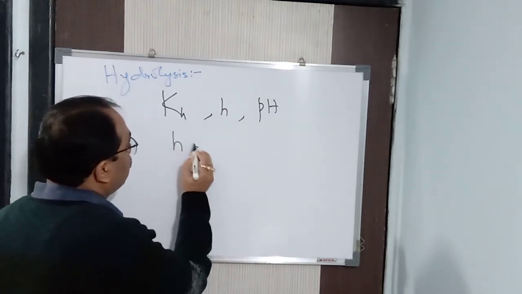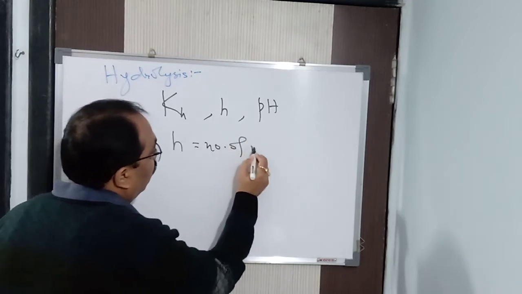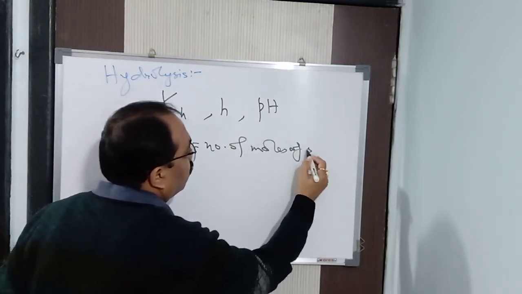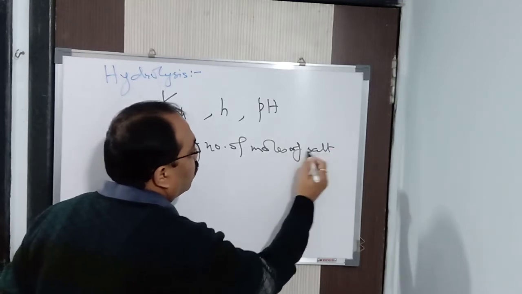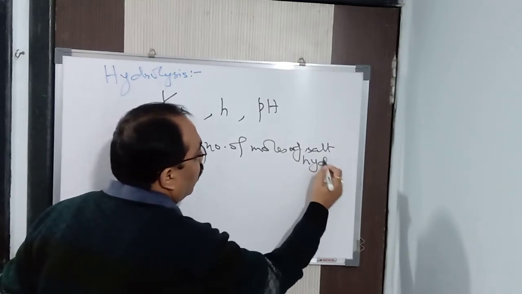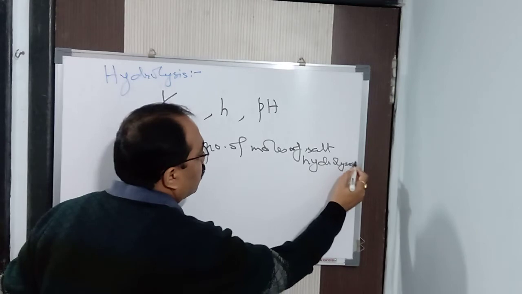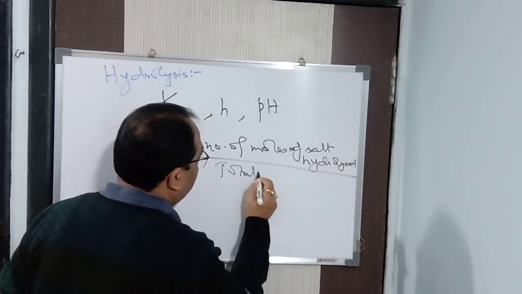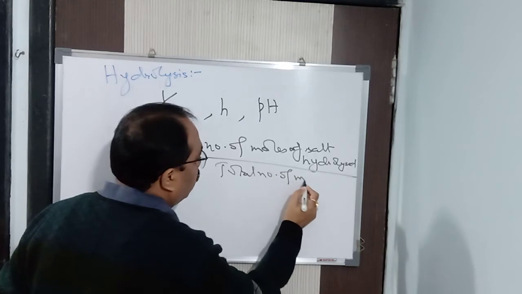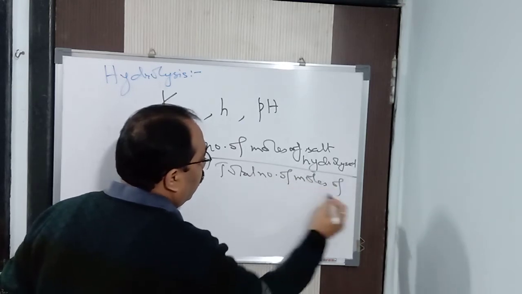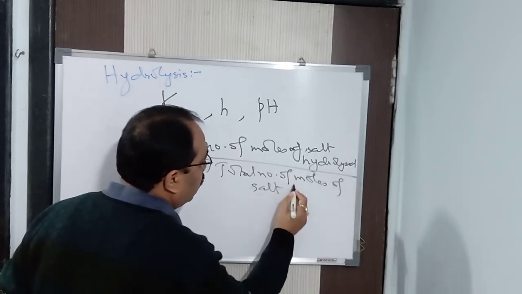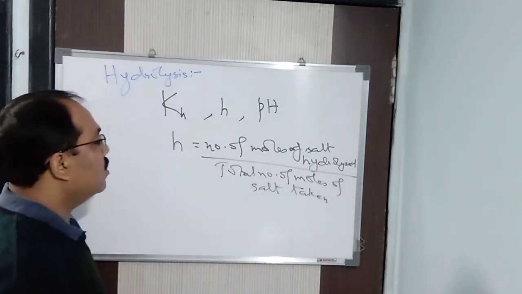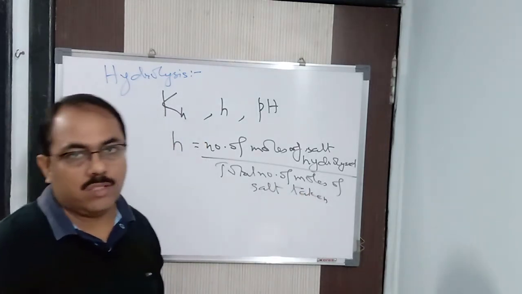What I said, h is equal to number of moles of salt hydrolyzed by total number of moles of salt taken. So this will give you the degree of hydrolysis.